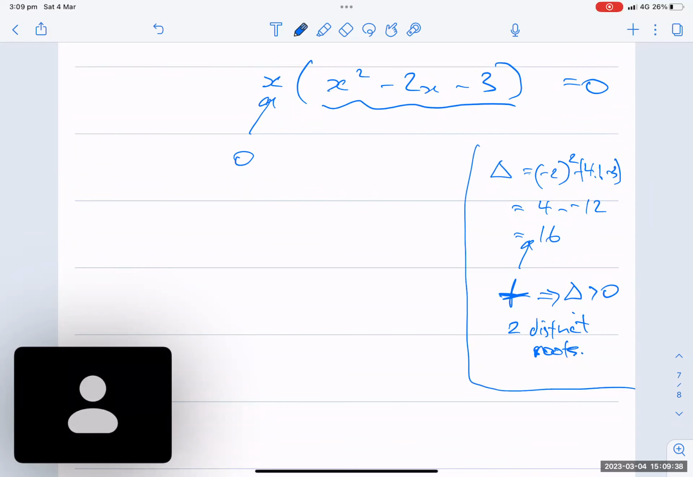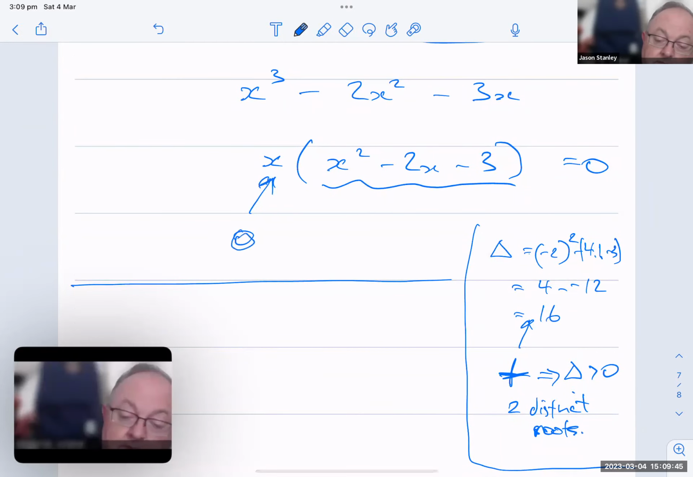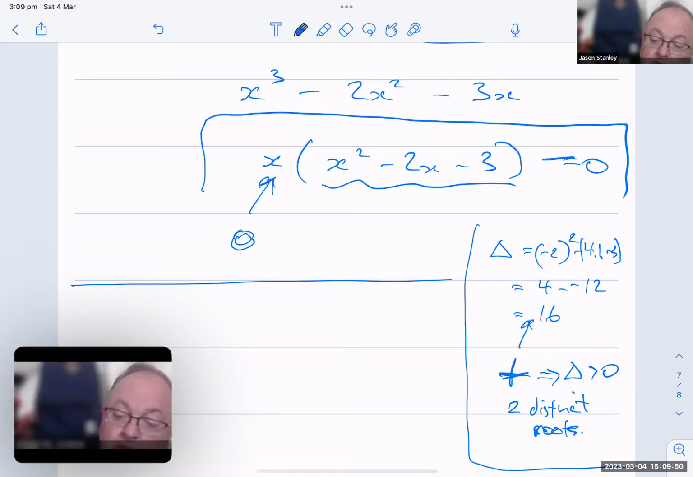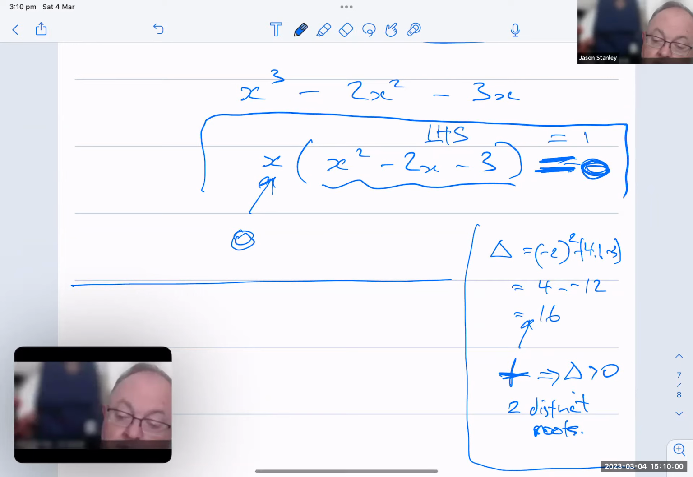I'm just wondering, Jason, at this point, there's still an x outside the bracket, so does that mean it's a 0? So look at this equation. This is an analysis idea. When is this true? When is the left-hand side equal to 0? The right-hand side's not changing. One time is when x is 0. Another 2 times is when this thing's complete.